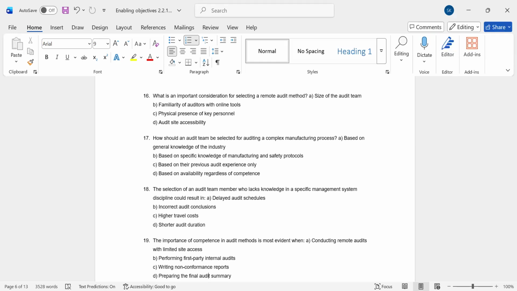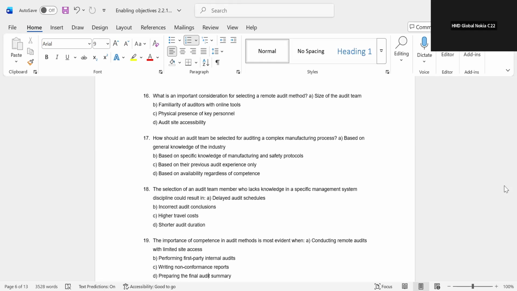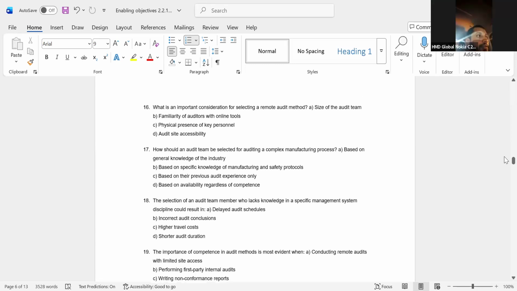Clear, Harish? Who's this, HMD Global Nokia C22? Sir, it's me. Who's that? Sir, I'm Suhail. Sohaib. Actually, I'm trailing, so today I access it on mobile. Okay. Right.